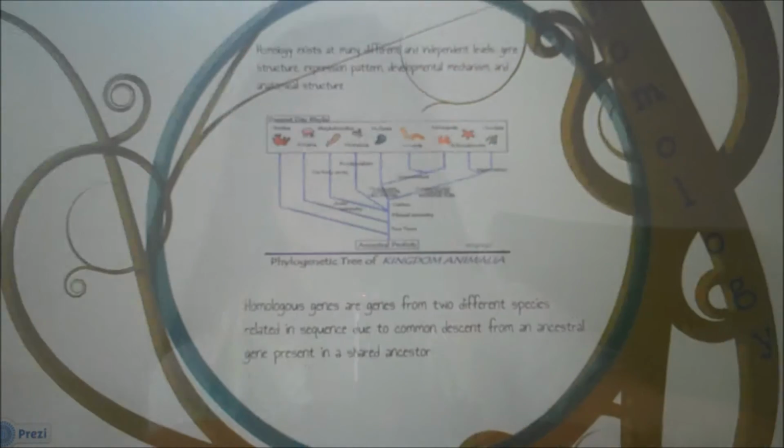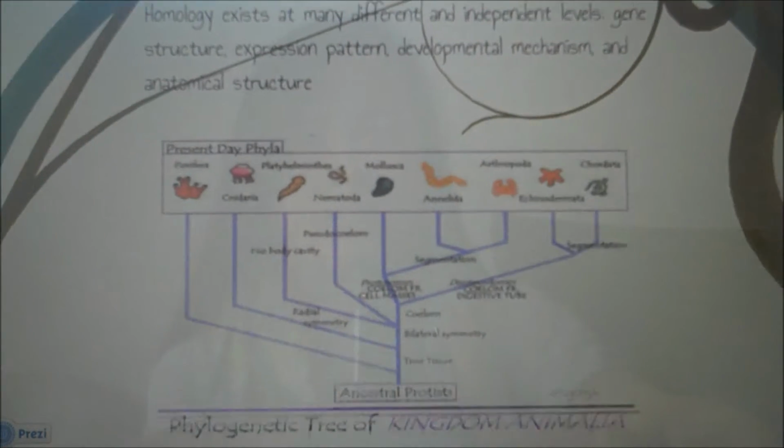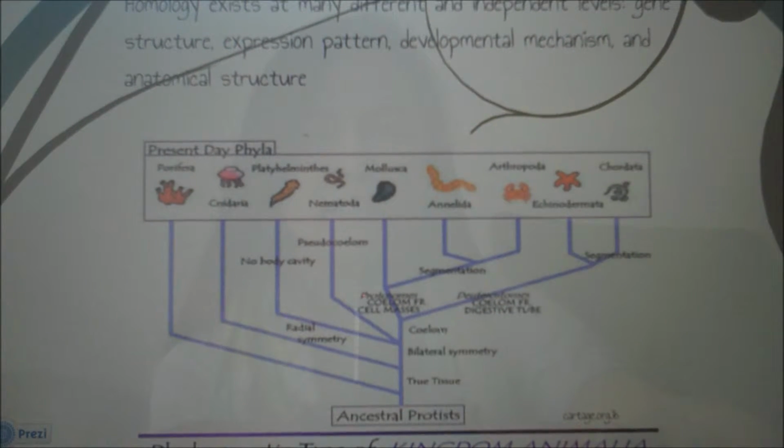If all animals evolved from a common ancestor, what homologous traits cause them to all develop so differently? How do patterns of gene expression reveal the common evolutionary history of many animals? Homology exists at many different and independent levels: gene structure, expression pattern, developmental mechanism, and anatomical structure.